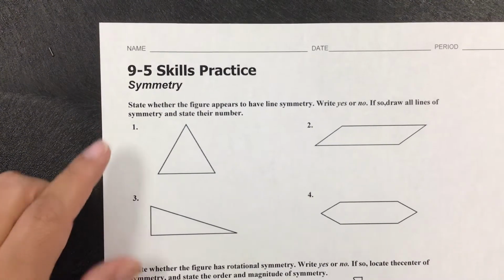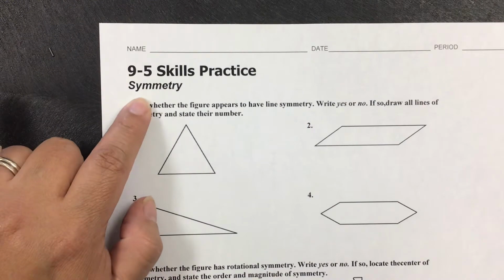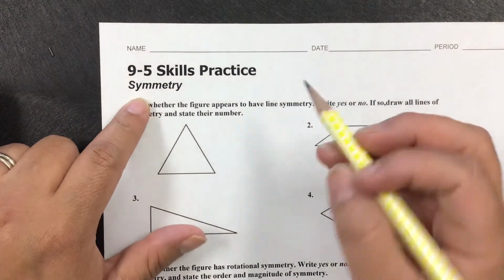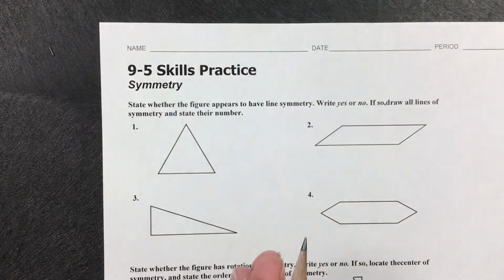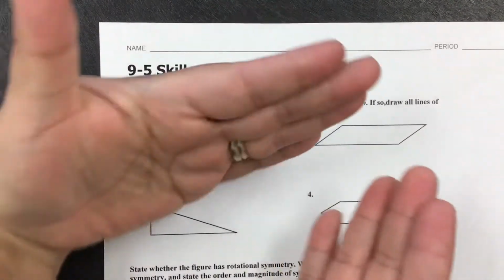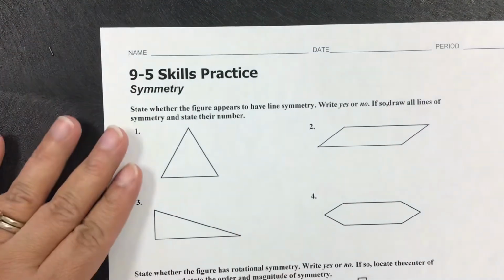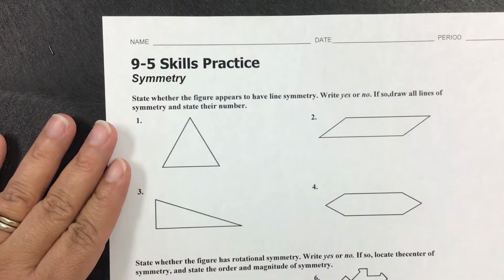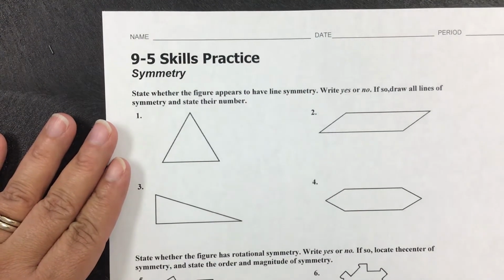This is homework for section 9.5, and we're looking at symmetry. Symmetry is when you cut a shape in half and see if it will look exactly the same. Please be careful that you're actually trying to cut the paper in half and to see if the shapes are the same on both sides.